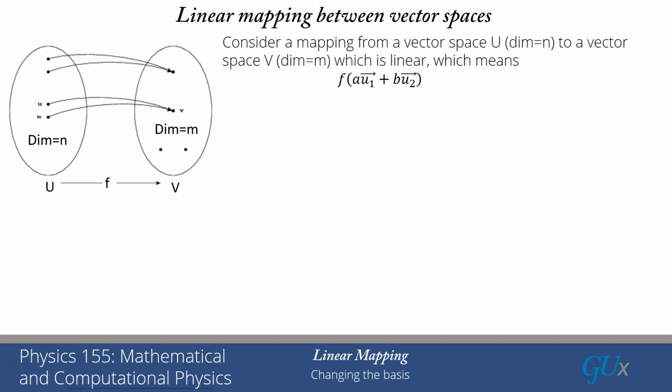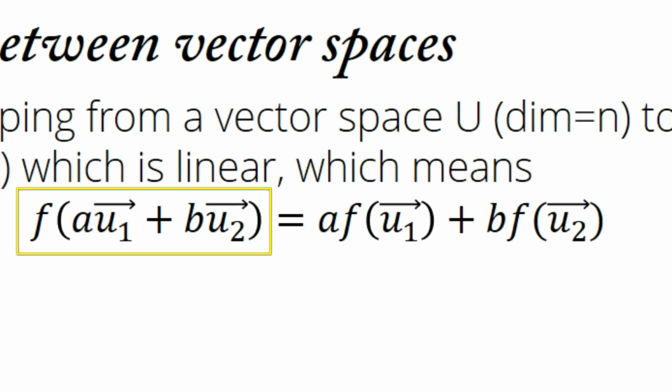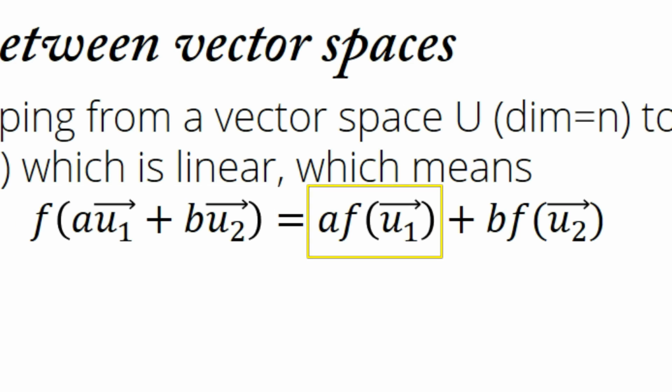And the mapping, which we're going to call F, is going to be linear, which means if I look at F acting on the sum of two vectors, a U1 plus b U2, it equals a times F of U1 plus b times F of U2. And whenever we have a mapping that satisfies that property, it's called a linear map.